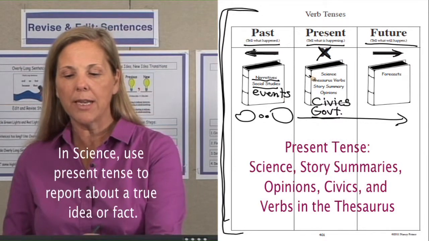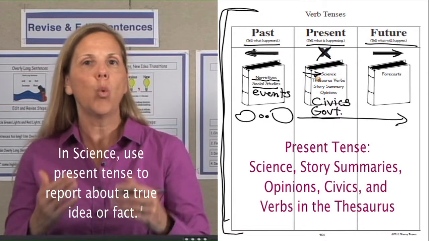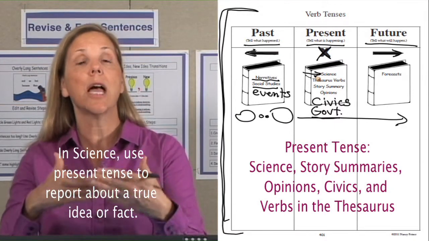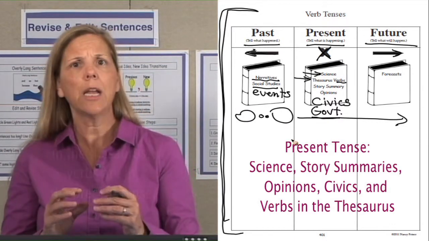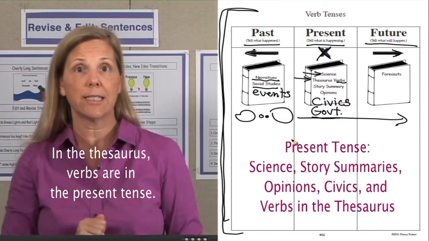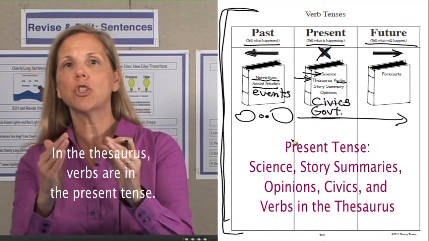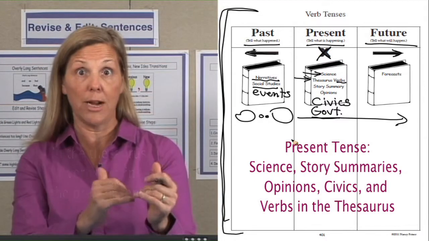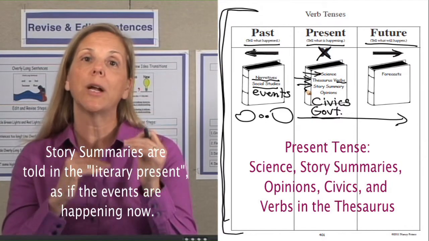Notice in our present tense, we have science's present tense. If I say the sun was our closest star, that's not correct. I'm using present tense, the sun is our closest star, because that is always true. You can't put all the different tenses of a verb in the thesaurus, so what do they choose? Present tense. If I look up a verb, whatever tense it is in my writing, I have to change it to present tense, find that verb in present tense, and then change it back to whatever tense I'm using in my writing. When we are summarizing a story, it is supposed to be summarized in the present tense.